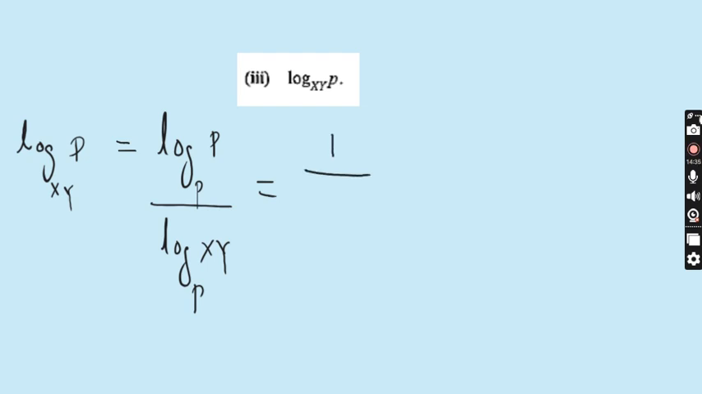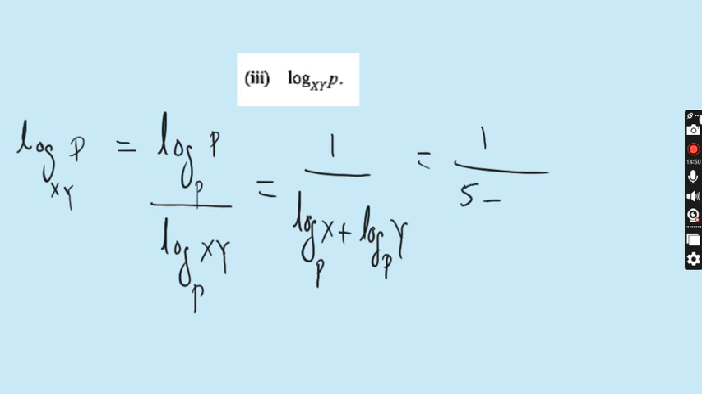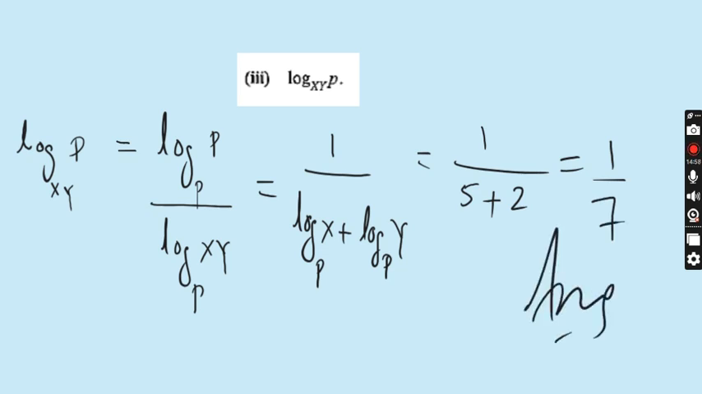Log pxy can be written as log px plus log py. So it is 1 over log of px, given in the question as 5, plus log of py, given in the question as 2. So the final answer is 1 upon 7. So hope you enjoyed the whole question.